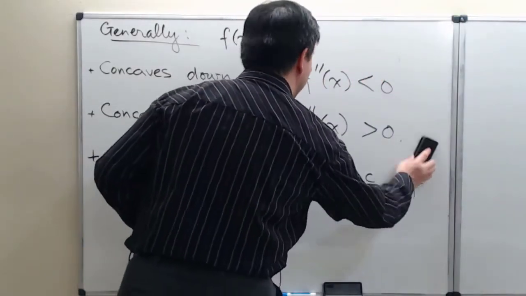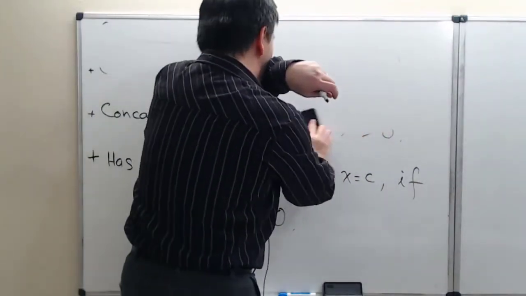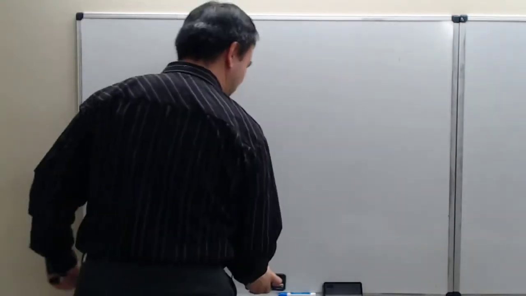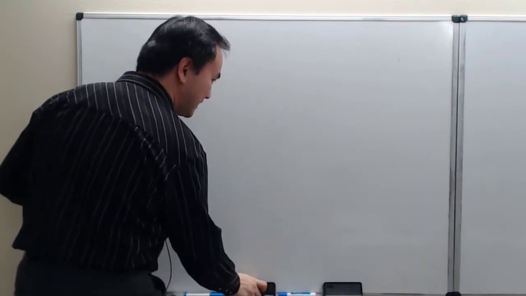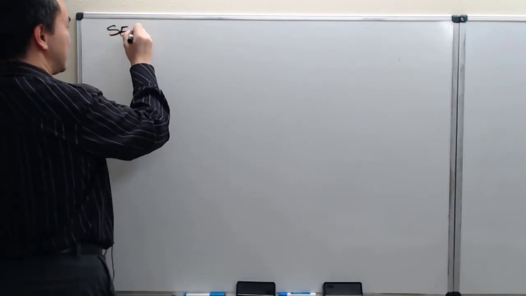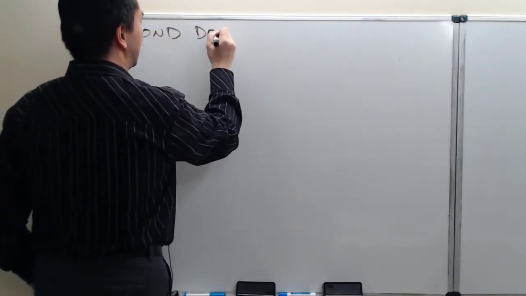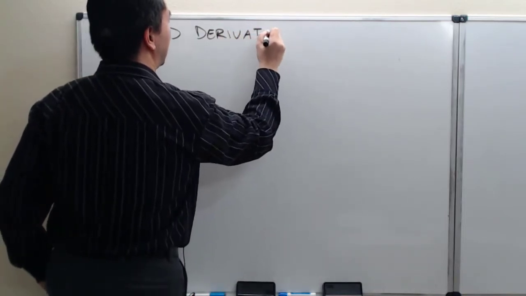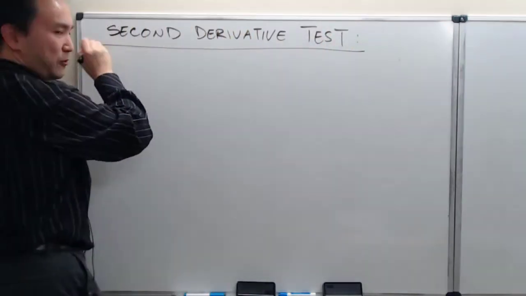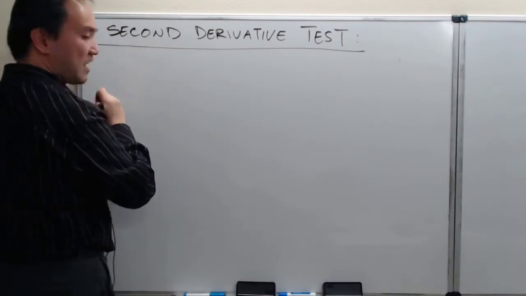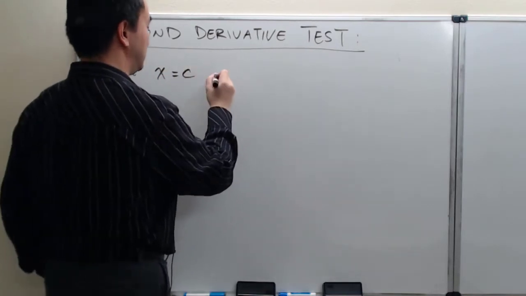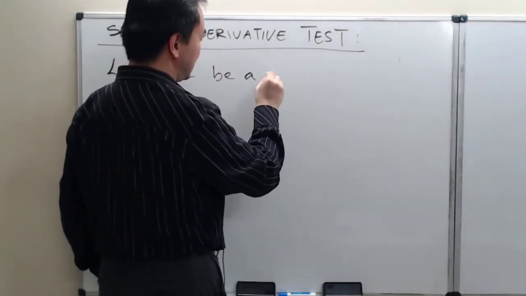So now for our work here, let's come up with another general formulation. And actually it is good that we named that the second derivative test. Right after this I will be showing an example. So the second derivative test, I'm going to start out by saying, let x equals c be a critical value.